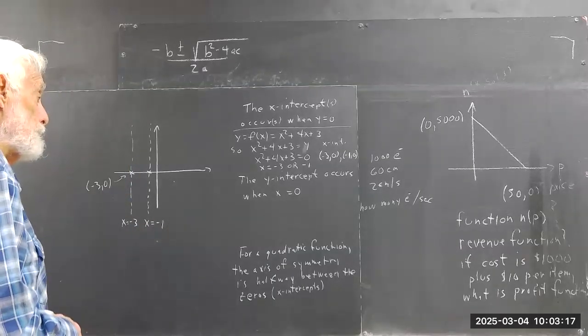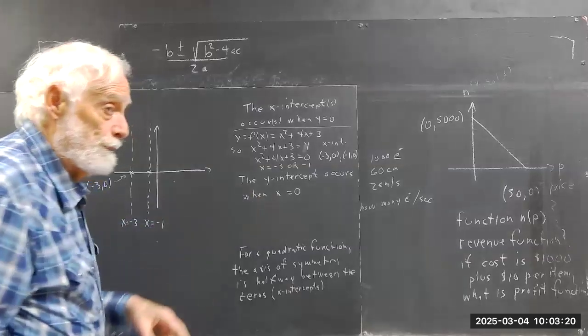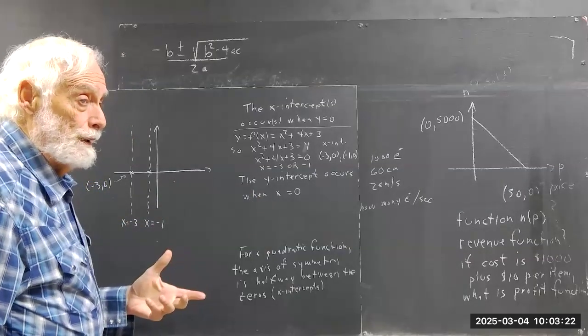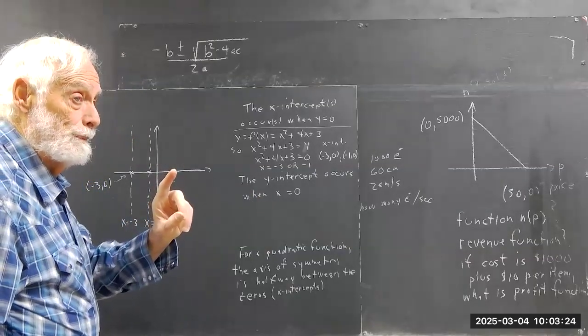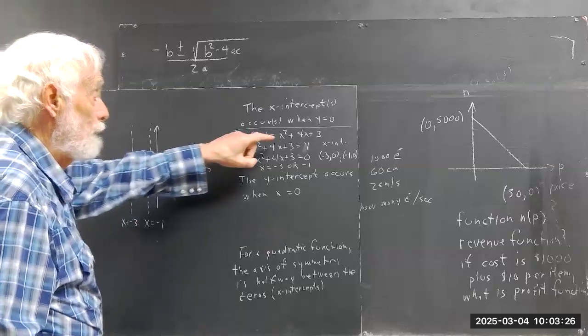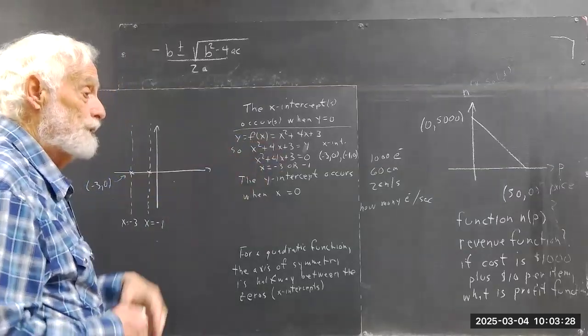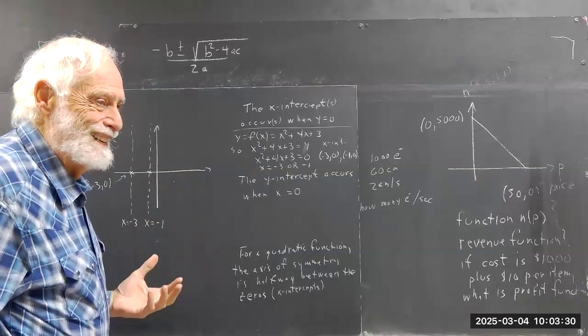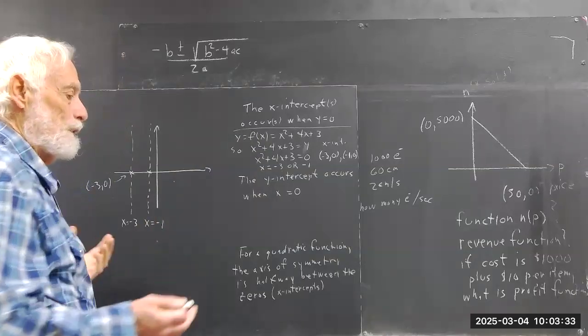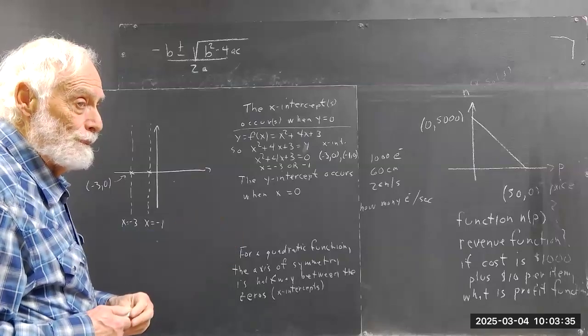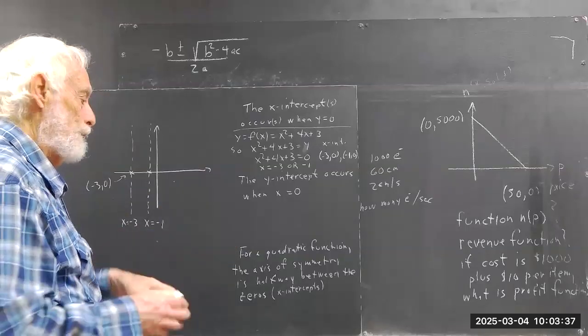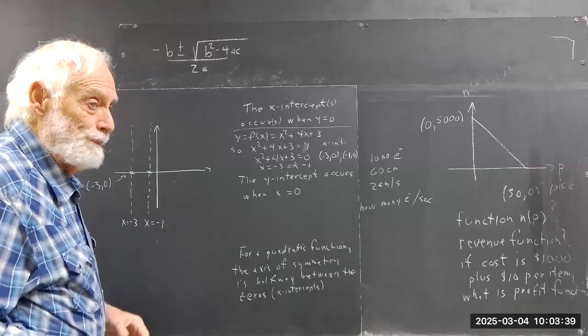Now, the Y-intercept occurs when X equals 0. Now, if it's a function, you only have one Y-intercept. A function can have as many X-intercepts as it wants. Okay? I can draw a polynomial. We'll see that very shortly. I could draw a polynomial with 10 intercepts. It's very easy. Okay?